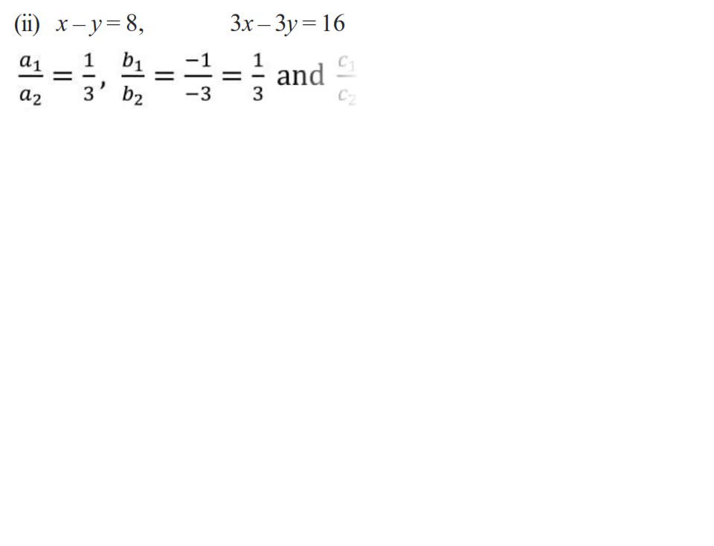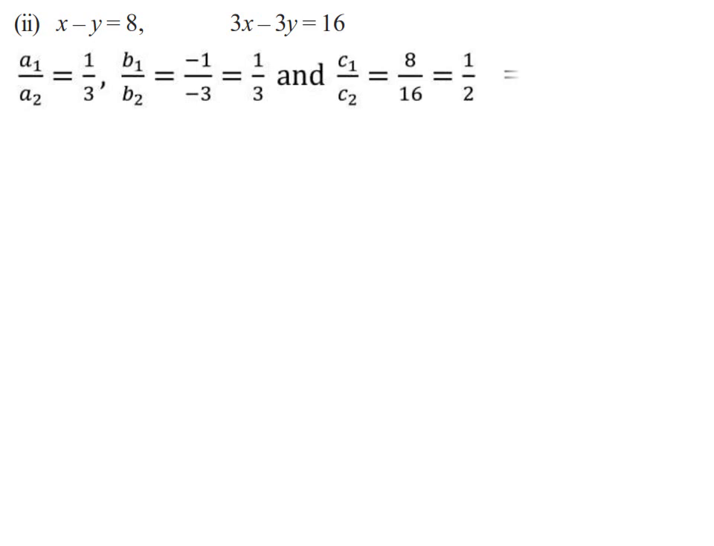The second question, x minus y equals 8 and 3x minus 3y equals 16. Again calculating, a1 by a2 equals 1 by 3, b1 by b2 equals again 1 by 3, and c1 by c2 will become 1 by 2.